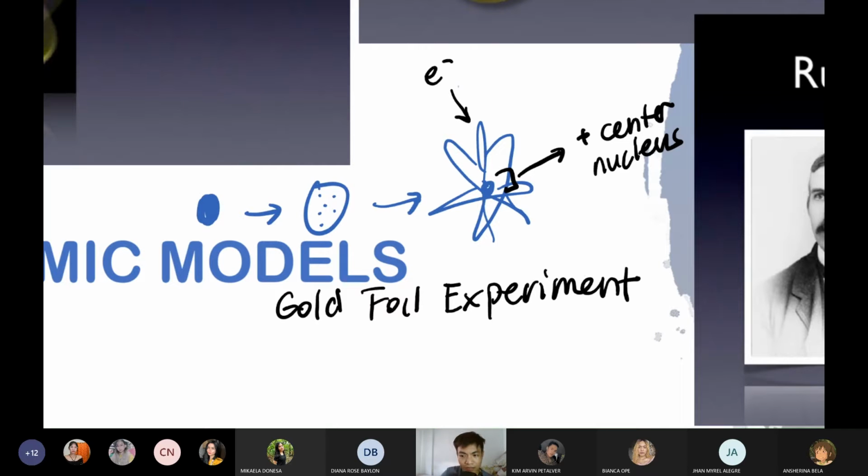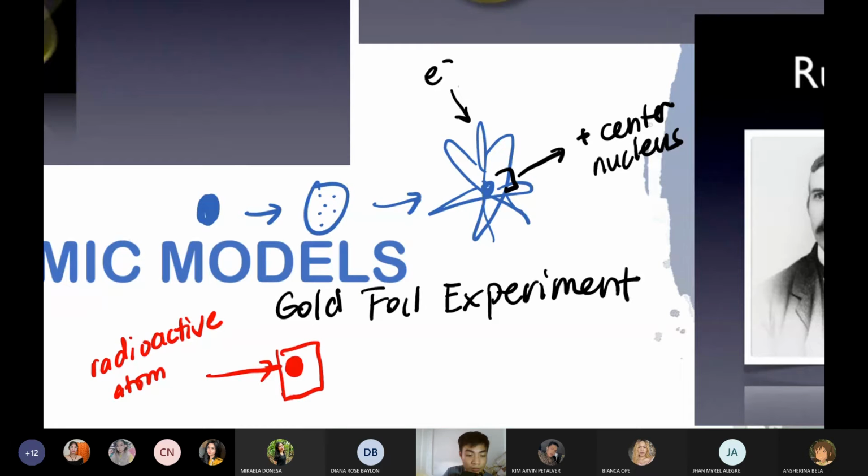Paano yon? Okay, di ba si Thomson, ang ginawa niya, kinoryente niya yung atom. Ito naman si Ernest Rutherford, ang ginawa niya is that ganito. Meron siyang radioactive material dito. Okay? So, yan yung radioactive material or radioactive atom. Okay? So, that's radon ata. Radon yung gamit niya ata.